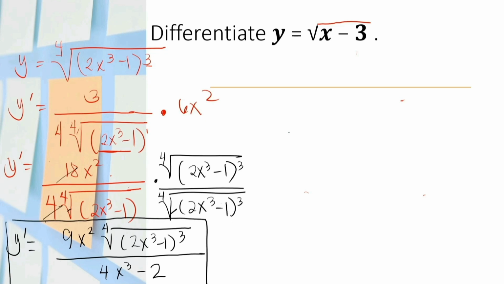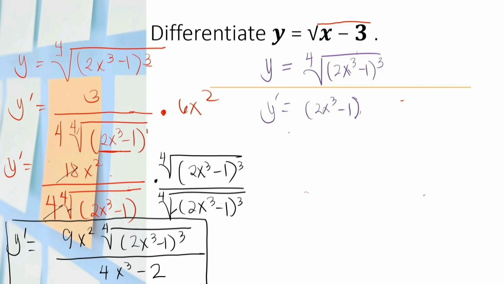And again, we can try the conventional one. So, y is equal to the 4th root of 2x cubed minus 1 raised to 3. So, y prime is equal to 2x cubed minus 1, and then 3 fourths. Okay? So, y prime is, hindi pa ito y. So, 3 fourths.